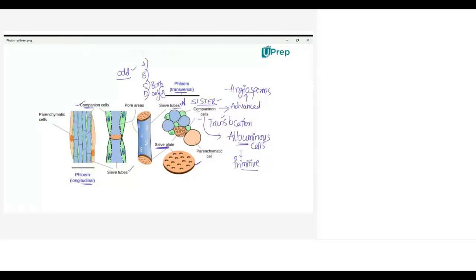So the sieve tubes and companion cells we can call sister cells in advanced plants. At the same time, in primitive plants, we can call sieve tubes and albuminous cells the sister cells in phloem tissue. All the points related to sieve tubes and companion cells concern only translocation of food. That's the main function of these cells. They translocate food from the prepared site, like the leaf, to other parts like the roots or the branches and so on.